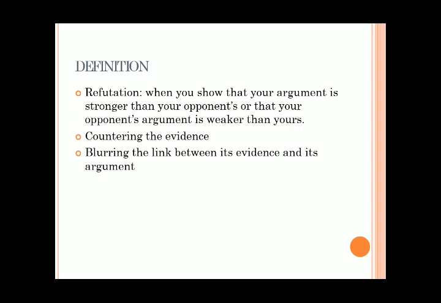Next, you need to blur the link between its evidence and its arguments. So in the refutation, you make your opponent's arguments weaker by blurring the link between the evidence and the argument. You can say that the argument is not related to the evidence, or the evidence is totally inconsistent with the argument, for example. We will discuss it later. Next, when you want to show that your argument is stronger, you can rip apart the argument's reasonings. It means you can give a stronger counter argument, and it will break your opponent's arguments apart. It will destroy the arguments of your opponents.